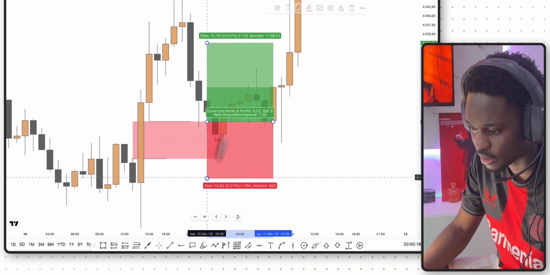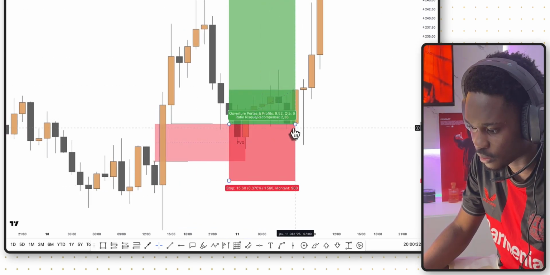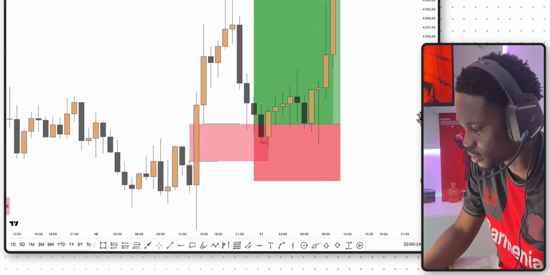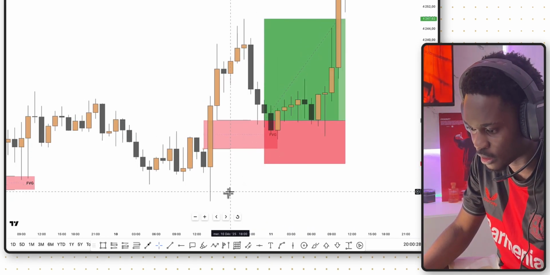Stop loss will be right here. Our take profit will be right here. You see, hope it makes sense. So that's how I mark my fair value gaps. That's how I spot them.